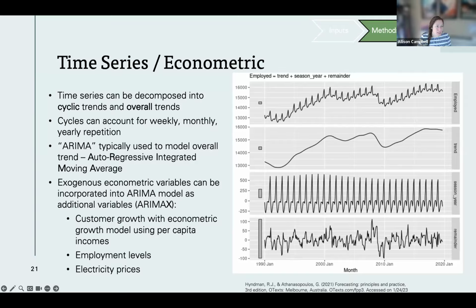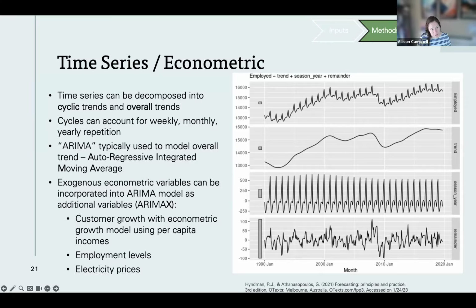These cycles account for weekly, monthly, and yearly repetition. The approach that's used for modeling these in this way is called ARIMA. This is an acronym which stands for Autoregressive Integrated Moving Average, and I'm going to talk about what that means in greater detail in the next slide.